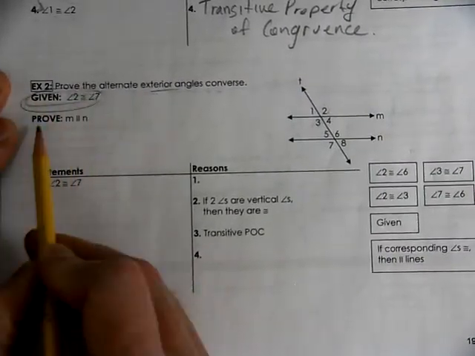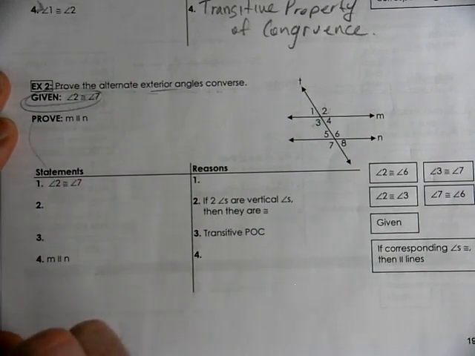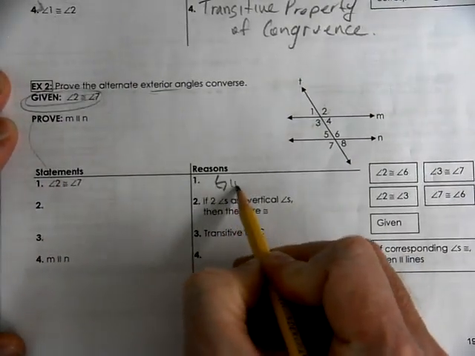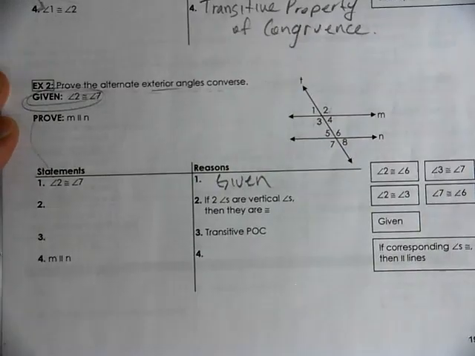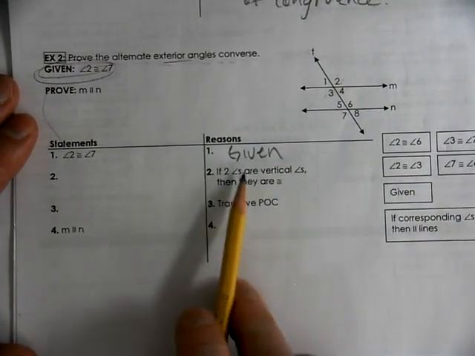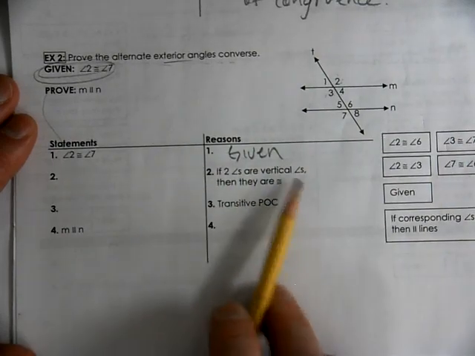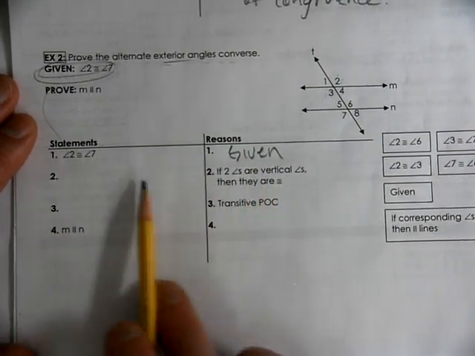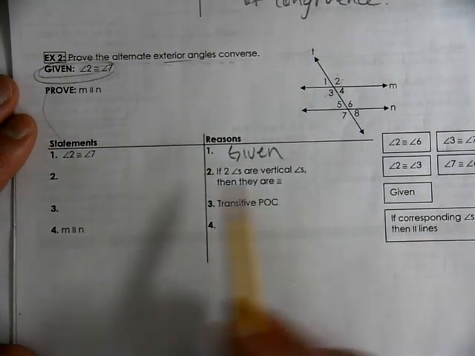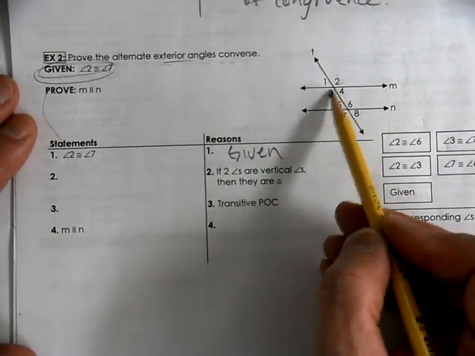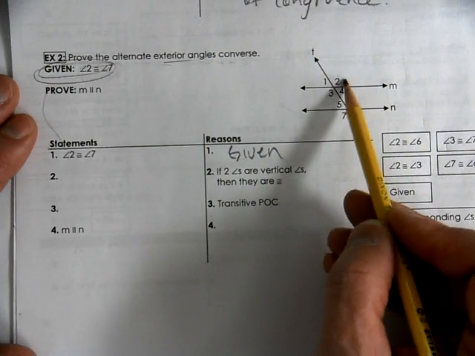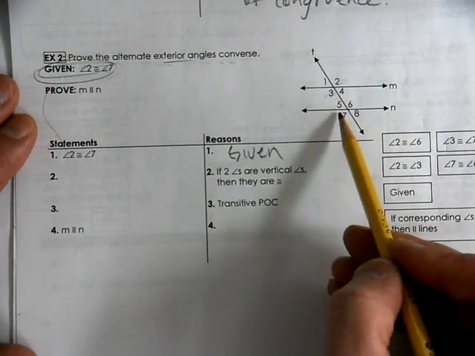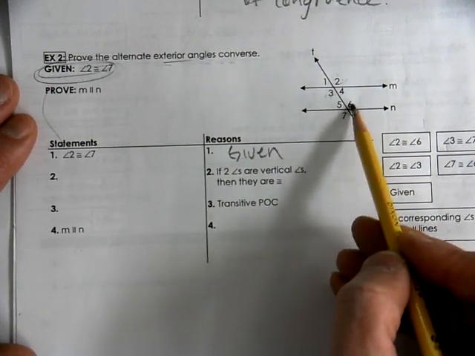Okay, you always start out with your given information, and we use the word given. They're giving you a hint on what you need to do. They're giving you a hint that you're going to talk about vertical angles. You can either talk about 2 and 3, or you could even talk about 6 and 7.